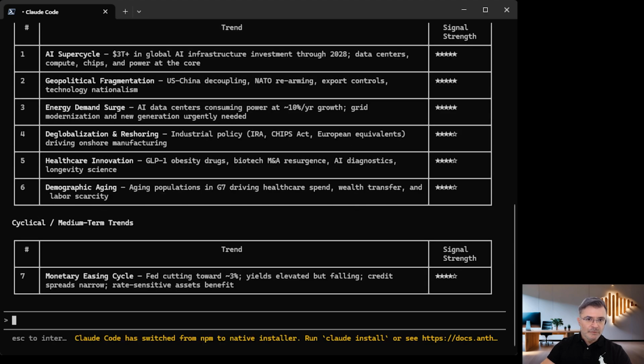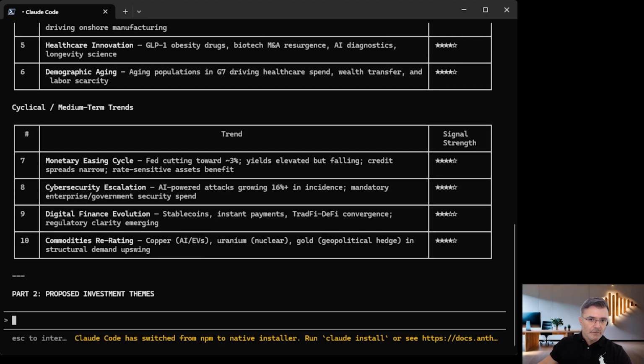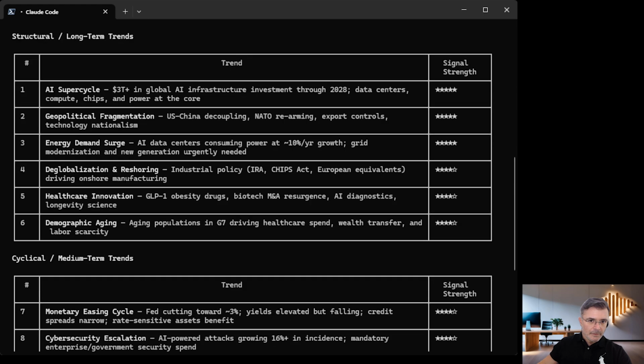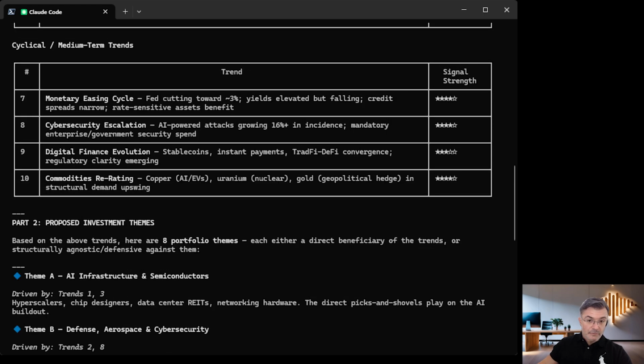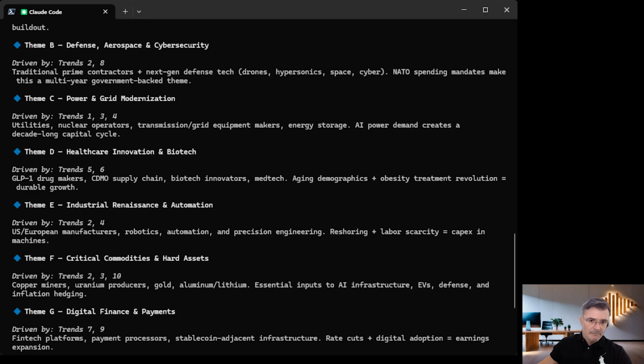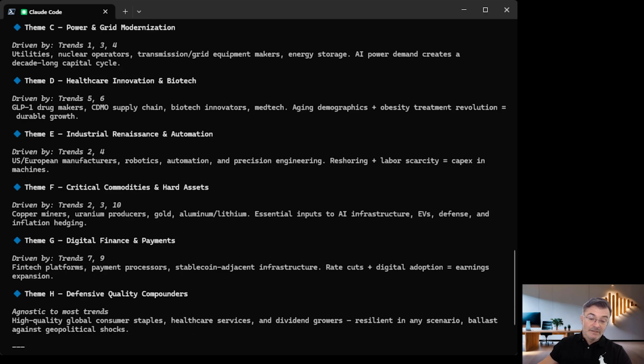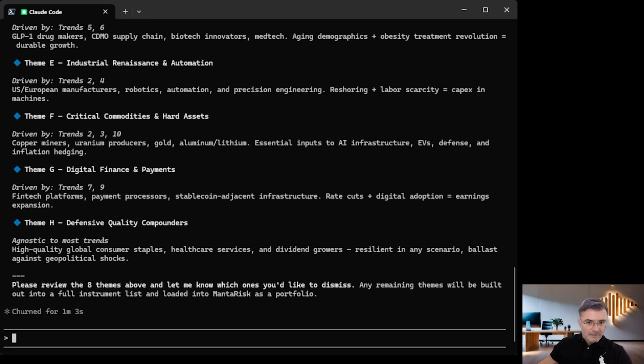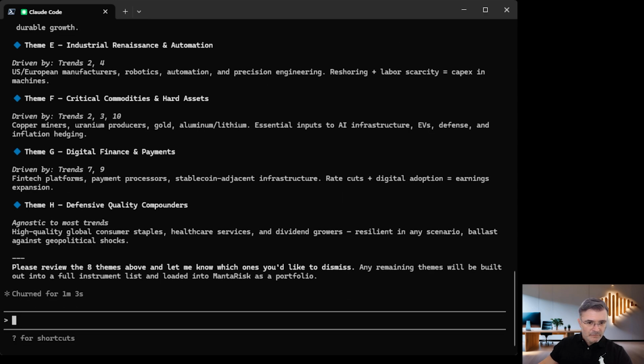So here we go. We've got a number of trends: AI supercycle, geopolitical fragmentation, commodity re-rating, uranium, of course, with the high demand in energy. And at the back of that, it's creating investment themes: AI infrastructure and semiconductor, defense, power grid, healthcare, biotech, industrial renaissance, of course, with robotics, commodities, and defensive quality compounder.